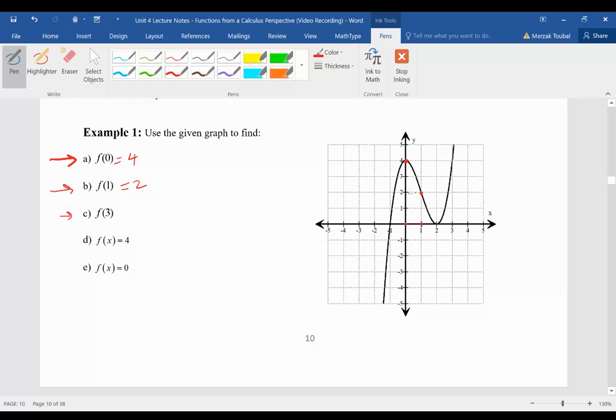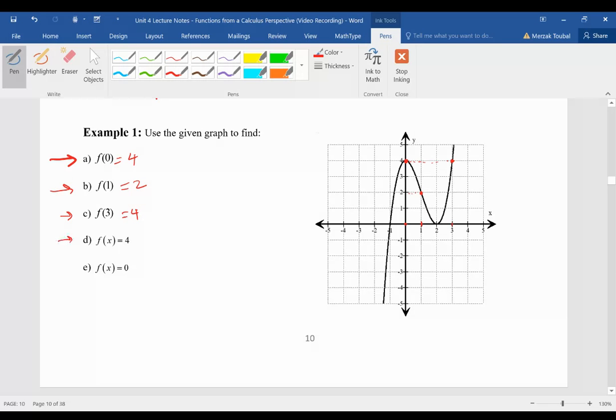And then what is f of 3? Again, the same question. What is the y value of the function f when x equals 3? So when x equals 3, here's a point that corresponds to x equals 3 on the curve. What is the y coordinate of that point? Well, that's 4. So therefore the answer is 4.